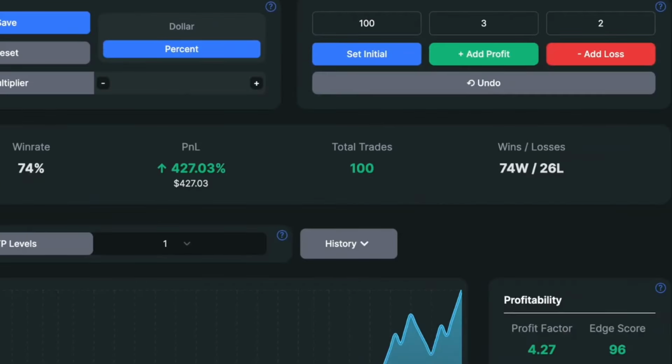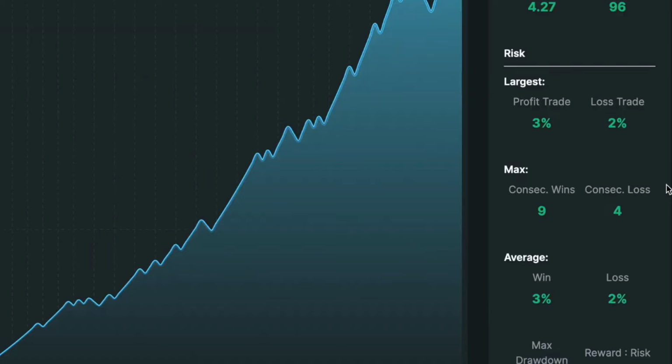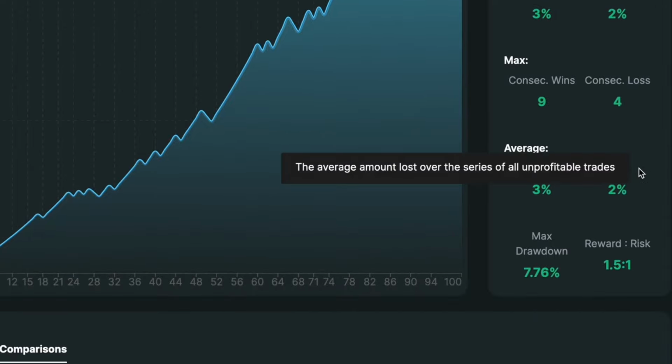The test is finished, and the strategy has a win ratio of 74% on the 1-minute time frame. We increased the account size by 427.03%, averaging around 20% profit per day excluding fees. The profit factor is 4.27, with 9 consecutive wins and 4 consecutive losses. The maximum drawdown is 7.76%.